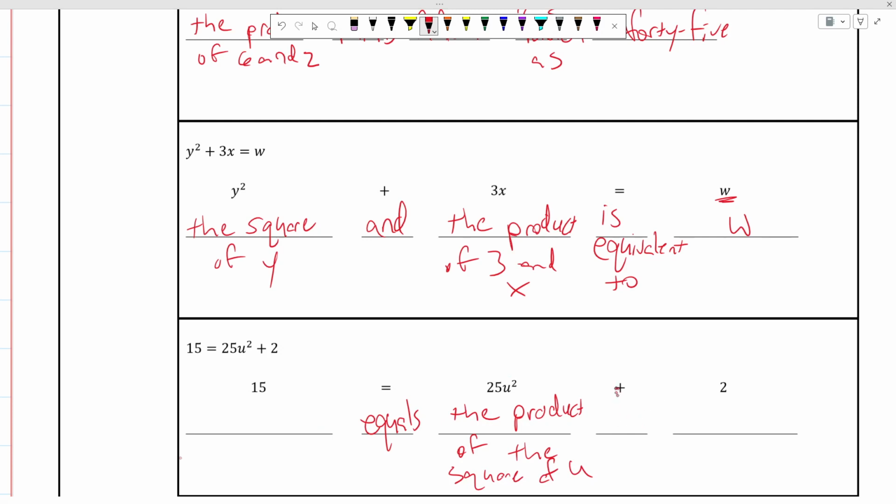Let's see, this here, I could be quite literal here again with plus. Why don't I just stick with that? And then, of course, 2 and 15.